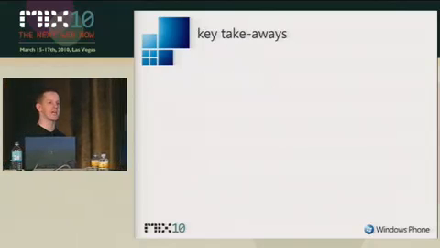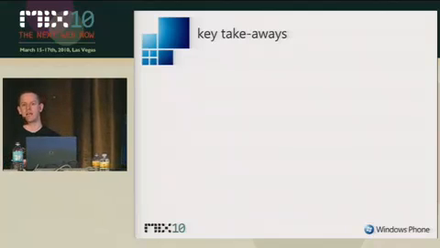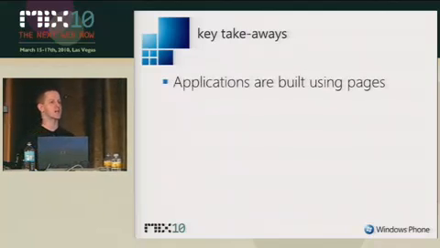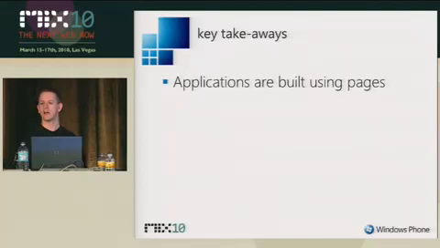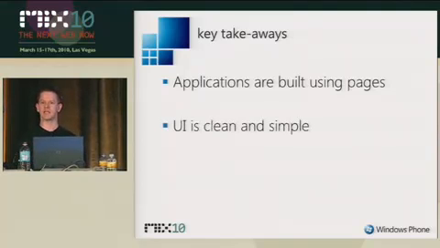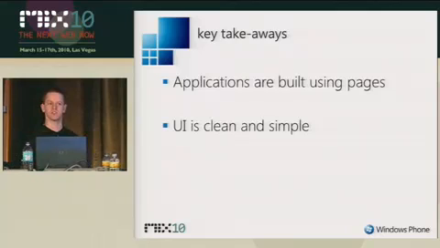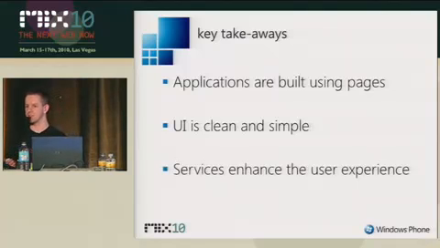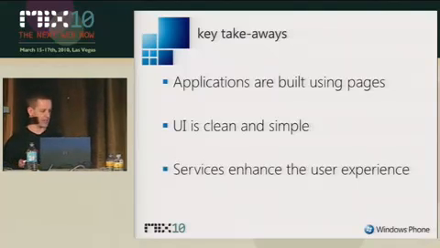So what are the key things that I would like you to take out of this presentation? There are really 3 of them, because we love things to come in 3s. Firstly, applications on the phone are built using pages. You've probably seen this in some of the keynote demos, that we have this page-based navigational model in Windows Phone, and I'll show you about that. The next one is that our UI is very clean and simple, and you've also seen this in the keynote, and if you went to the design talk yesterday, they would have talked about that. And finally, the third thing I'm going to talk about is how you can use services that we provide to really enhance your user experience.